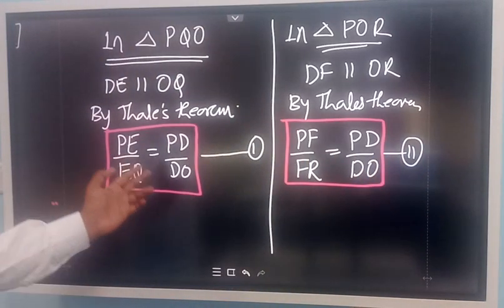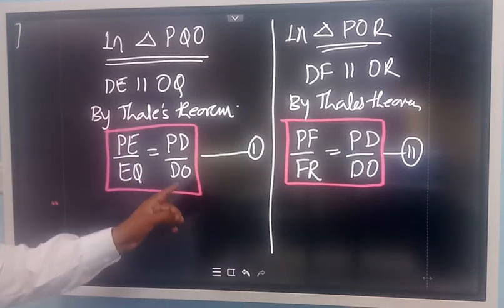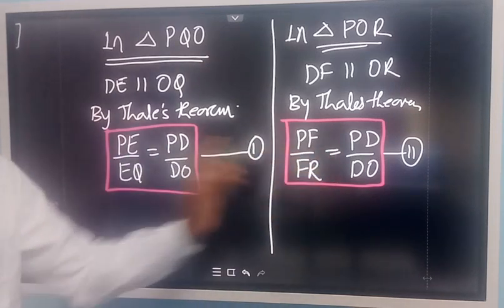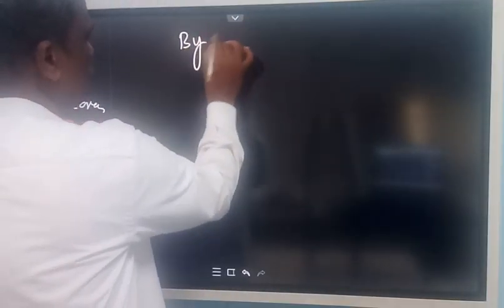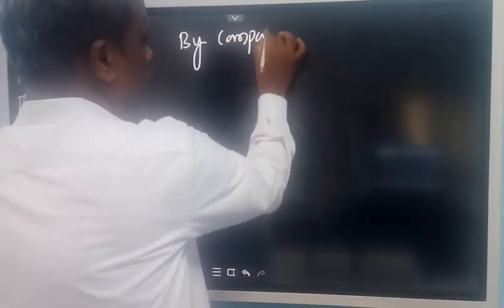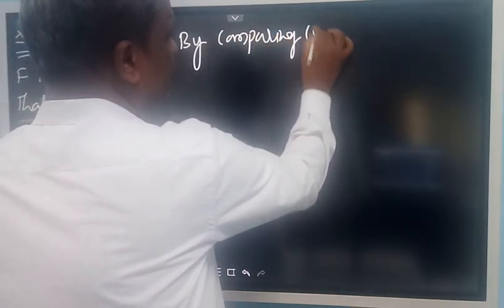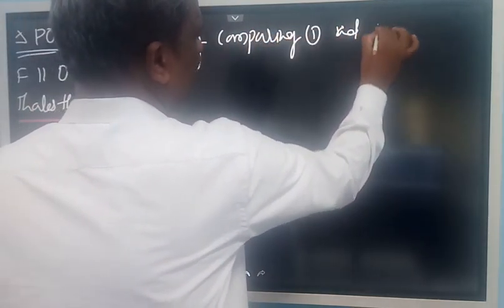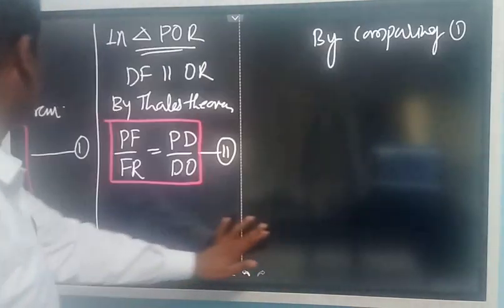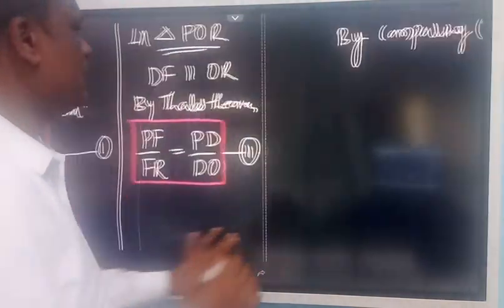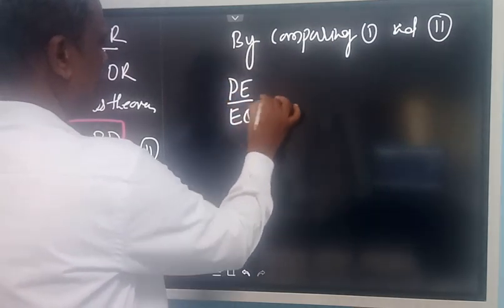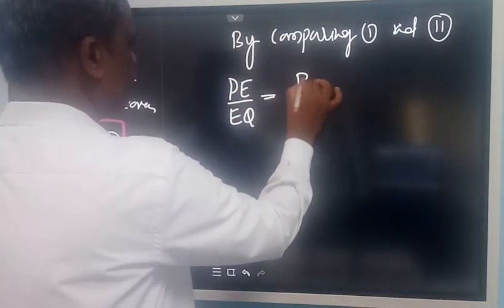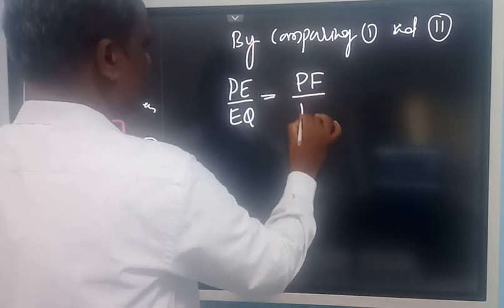Now compare these two equations. Both the right hand sides, PD by DO here, PD by DO, both are equal. So therefore left hand sides should be equal. By comparing equations 1 and 2, what can you write here? PE by EQ is equal to PF by FR.